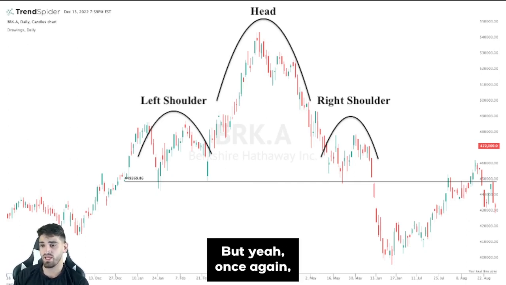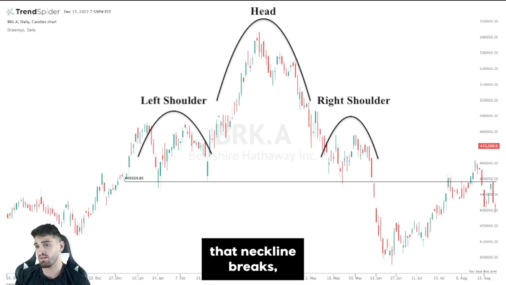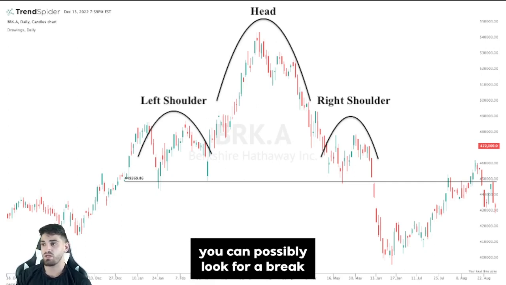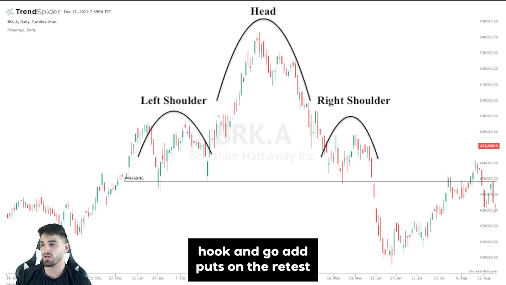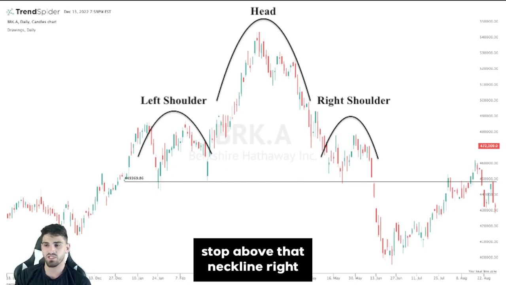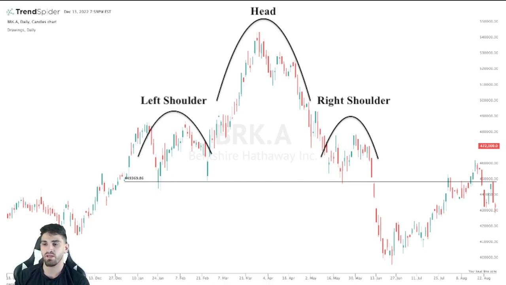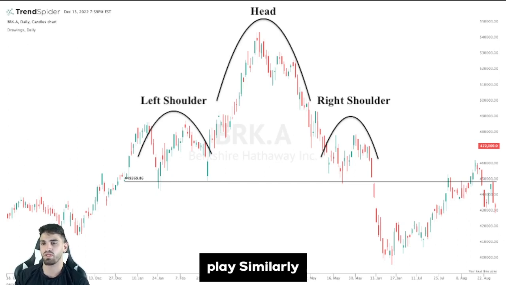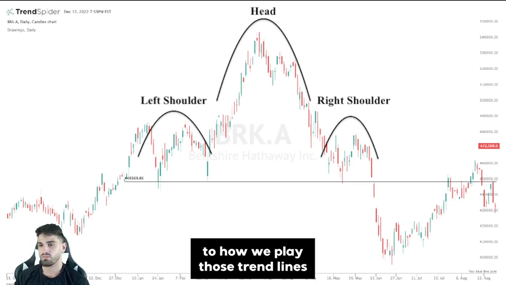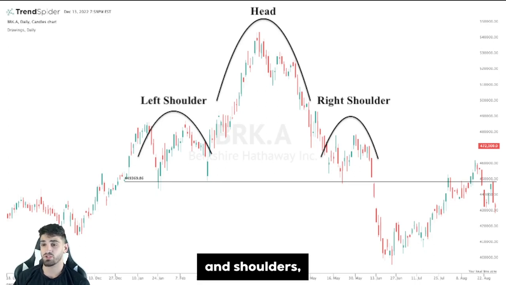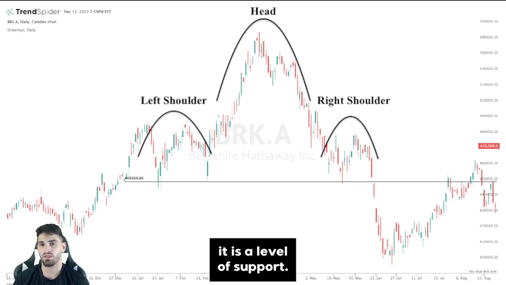But yeah, once again, if that support level breaks, that neckline breaks, I like to wait for confirmation. You can possibly look for a break, hook, and go, add puts on the retest, stop above that neckline, right? Another good risk to reward play, similarly to how we play those trend lines. It's basically the same thing here with the head and shoulders, although it's not a trend line. It is a level of support.